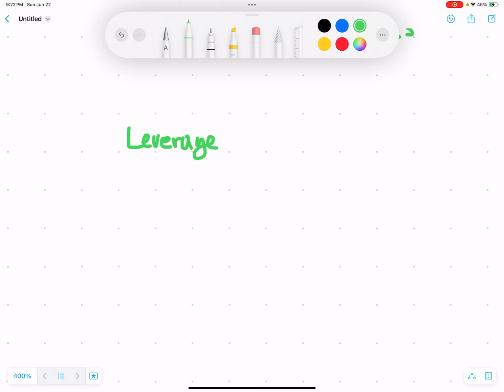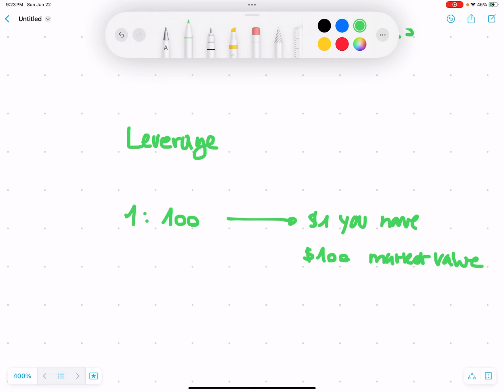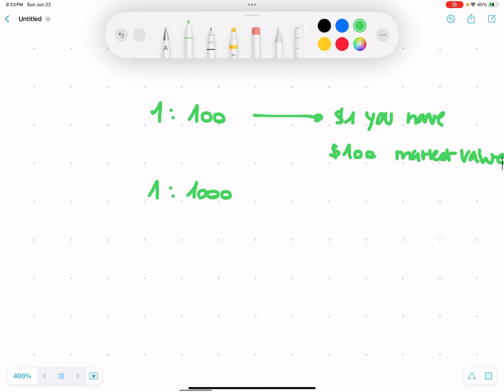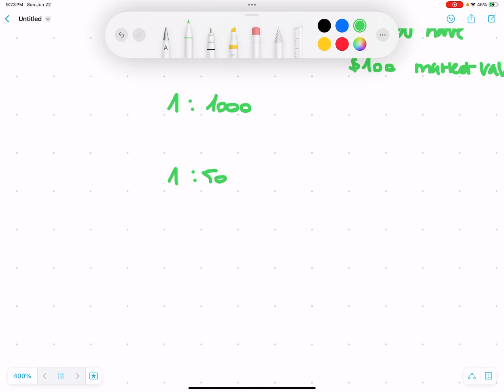The leverage of the account usually goes to 1 for 100, but all that means is that for each dollar you have, it is valued at $100 in the market. Now there are some institutions that are going to give you 1 to 1,000, some that are going to give you 1 to 50, and you're going to see some of them tell you 1 to unlimited.